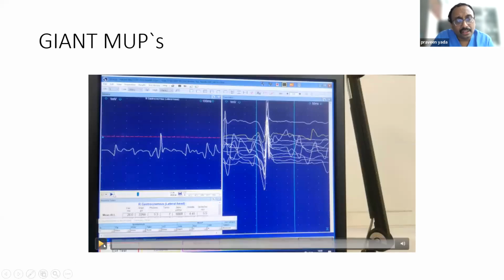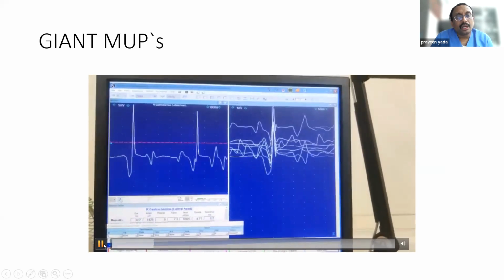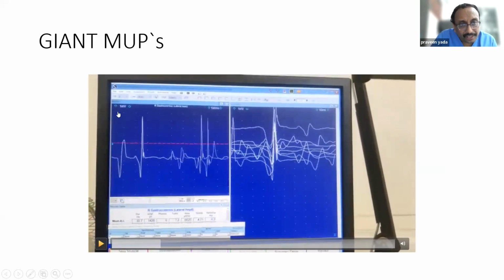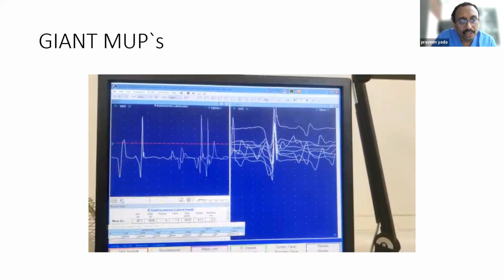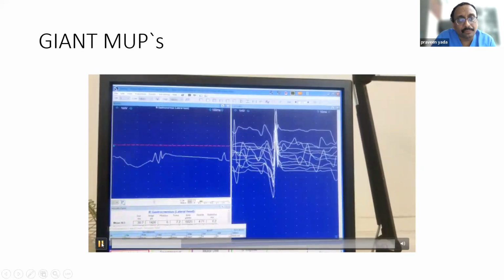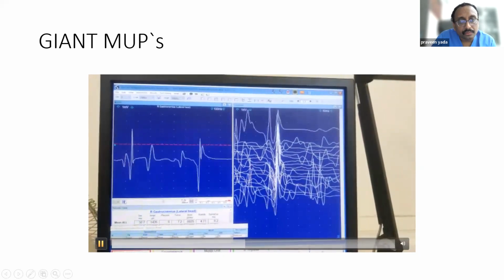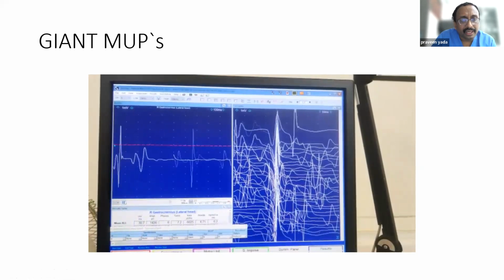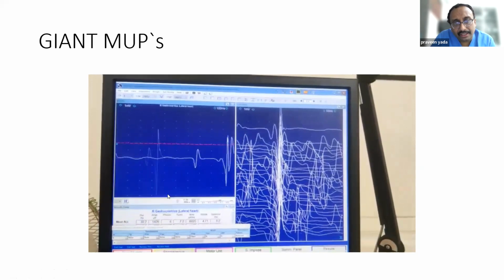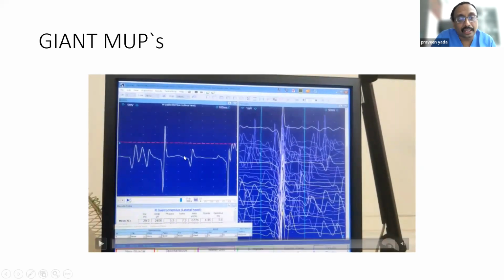I'll show the MUPs now. I would like you all to appreciate how much the voltage is. The voltage we have tried to record is 1 millivolt. Here, each division, if we calculate, 1, 2, 3, 4, 5, 6, 7, 8. This is a giant action potential that we are seeing. And on the side of it, I'll show you the satellite potentials. Appreciate the giant potential. The potentials which we see beside the giant potential are called satellite potentials.